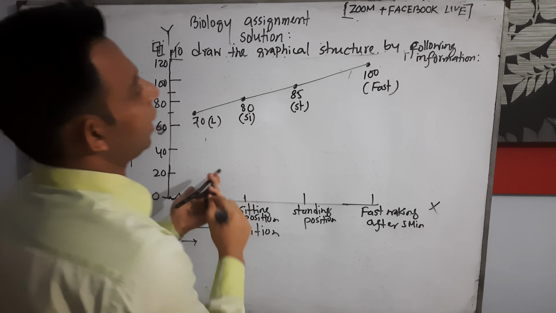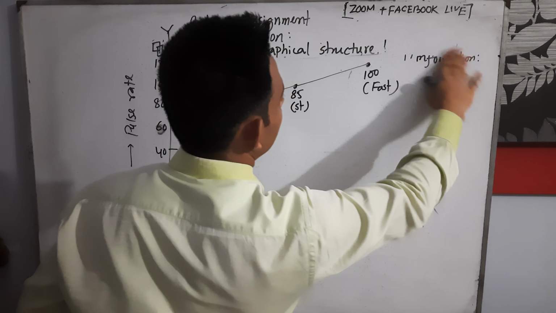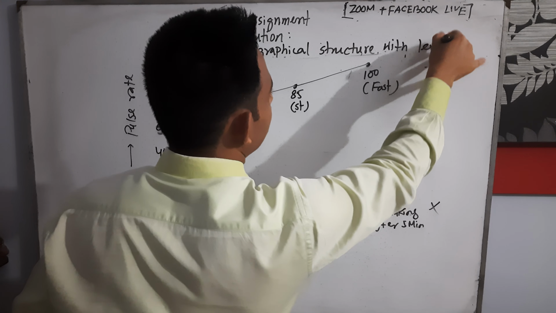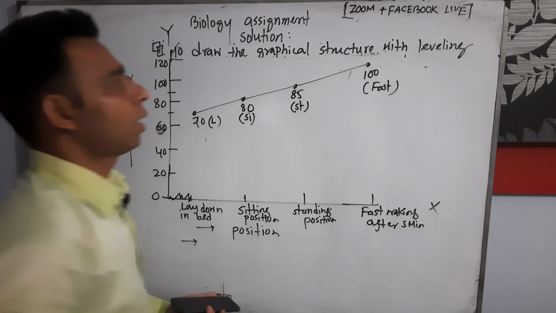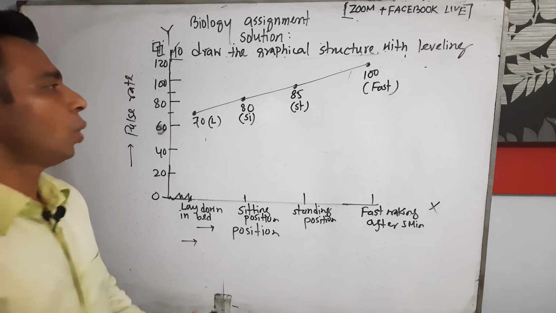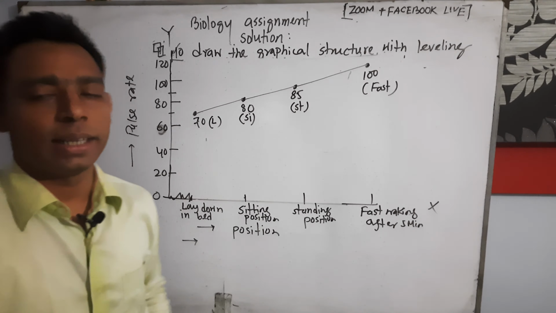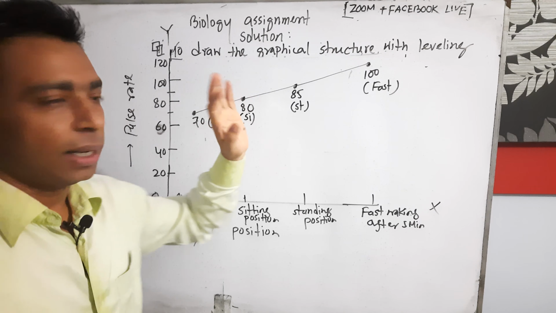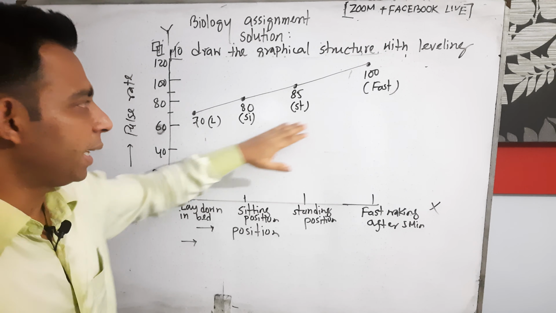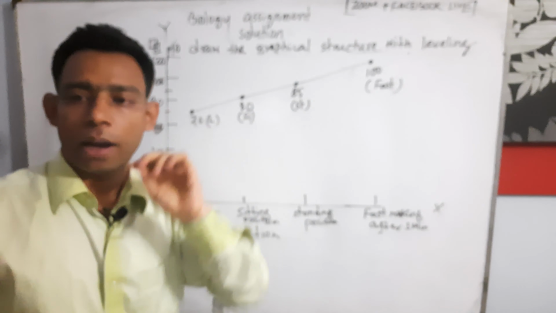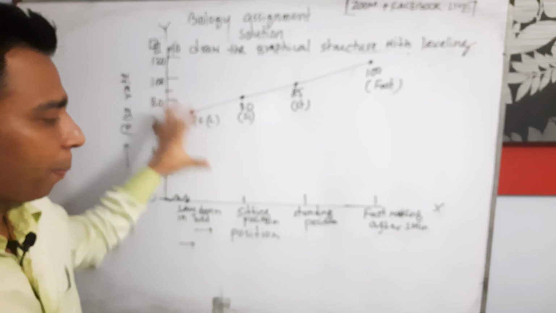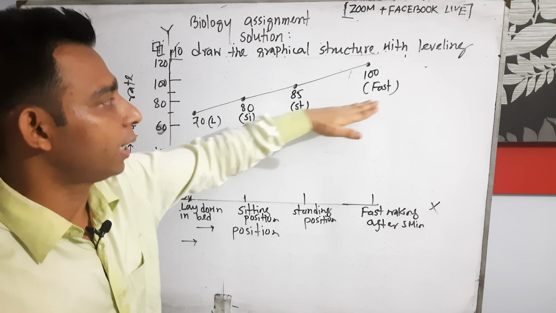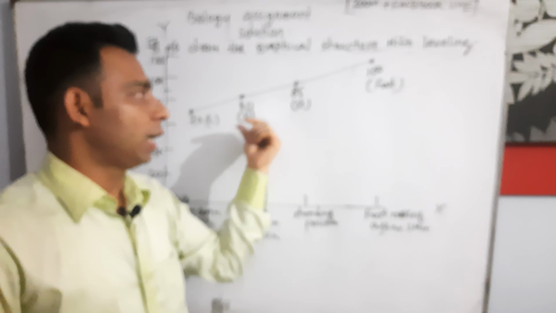To draw the graphical structure with leveling, the third headline topics with leveling. Third headline topics is mentioned here with leveling. Yes, with leveling. So same thing, the number B, whatever we have drawn, we level here accordingly. And after drawing the graph paper, in the graph paper you will write, making sure that your graph is okay and leveling is complete.